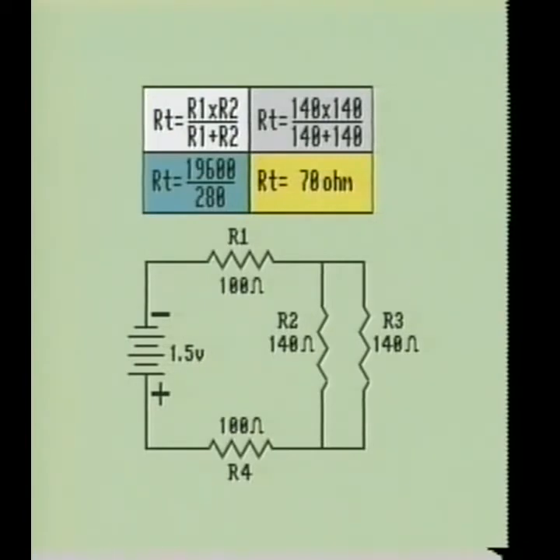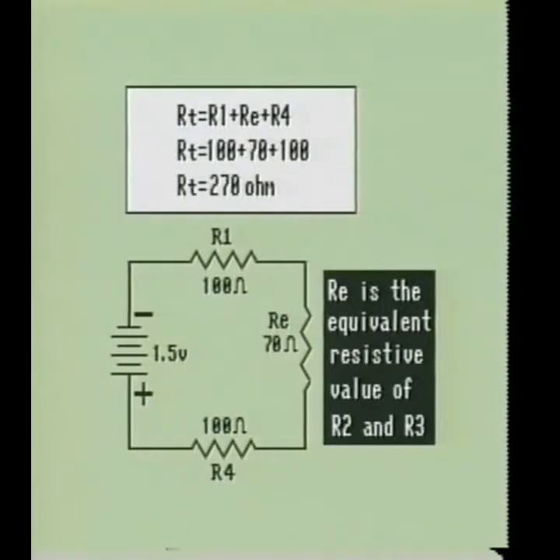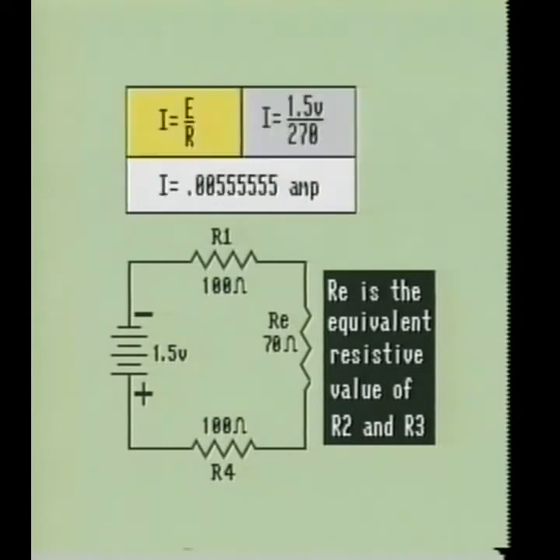When 280 is divided into 19,600, it shows there is a total resistance of 70 ohms. Therefore, the R2-R3 combination has a total equivalent resistance of 70 ohms. With that equivalent resistance in mind, we must use the formula RT equals R1 plus RE plus R4. RE is a short form to show the equivalent resistance of the R2-R3 combination. Our formula now becomes total resistance equals 100 plus 70 plus 100, the sum of which is 270 ohms. In other words, the power source will see a load of 270 ohms.